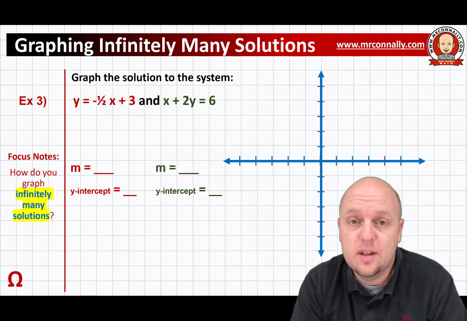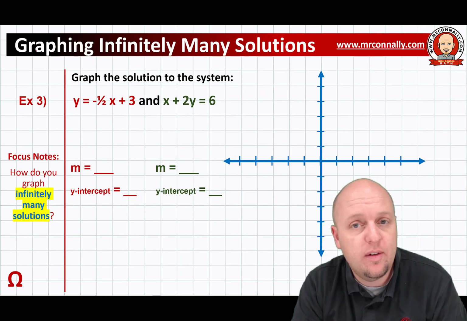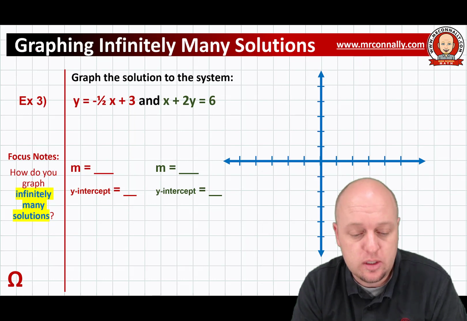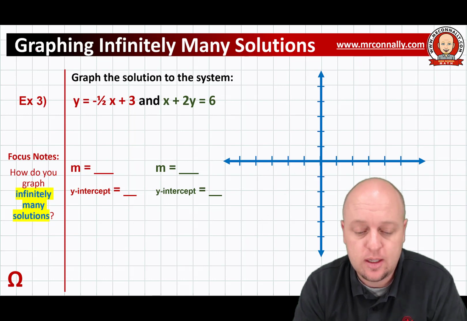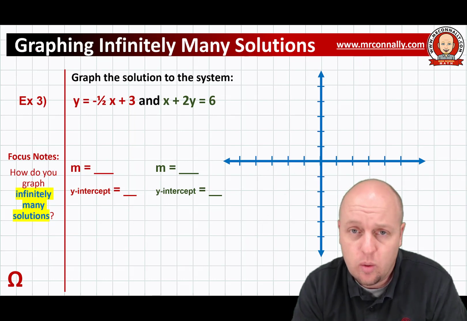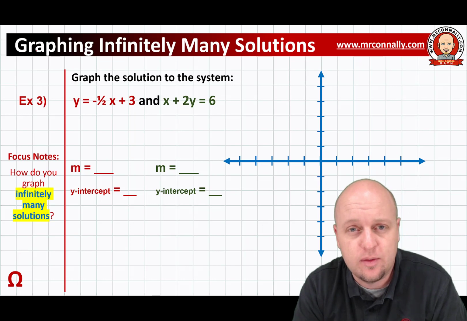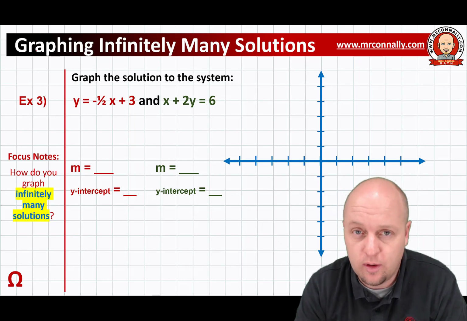Okay, so what's the opposite of no solution? All the solutions. Okay, we call that graphing infinitely many solutions. So let's look at that in example 3. We want to graph the solution to y equals negative 1/2 x plus 3 and x plus 2y equals 6. What is that going to look like? I want you to think about that for a second. Okay, now let's go ahead and draw it. Let's see if you're right.